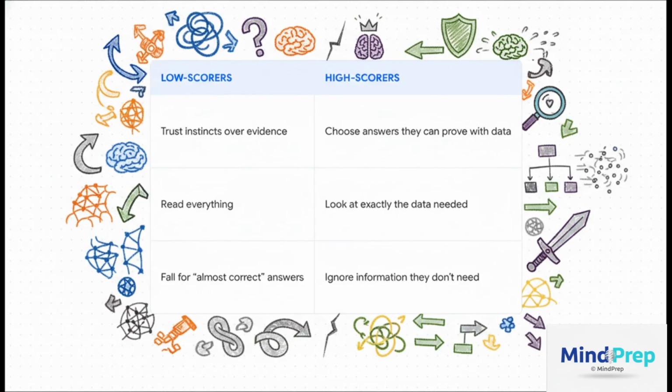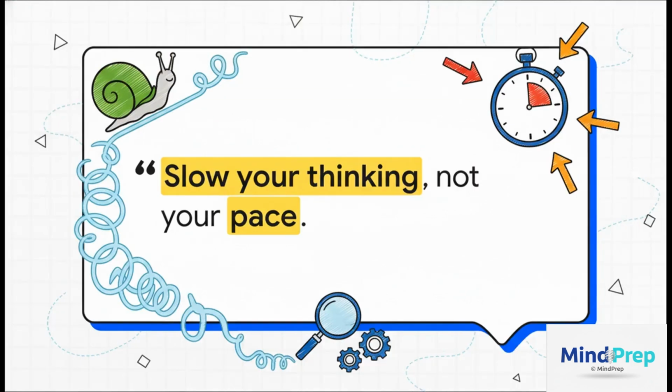Low scores, they just react to the pressure. They trust their gut, they try to read and absorb everything, and they get tricked by answers that look close enough. But high scores, they are strategic. They demand proof for their answers. They're like surgeons targeting only the exact data they need, and they have the discipline to just ignore all the other noise. And that brings us to this really powerful shift in thinking.